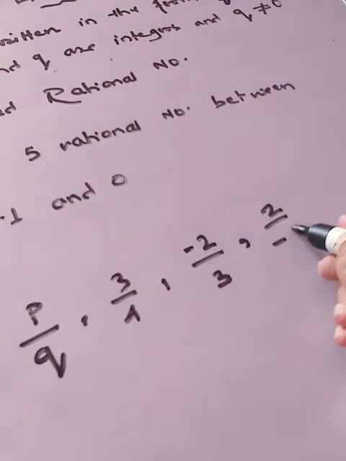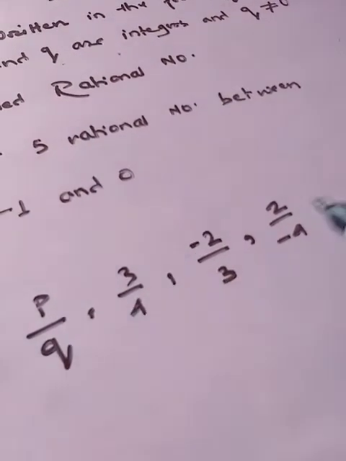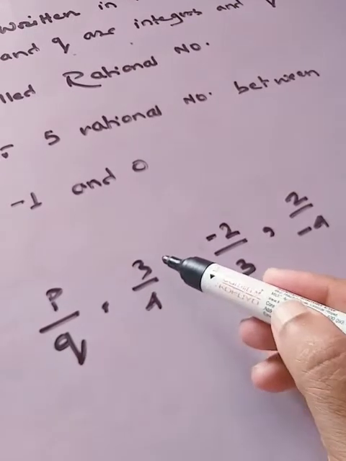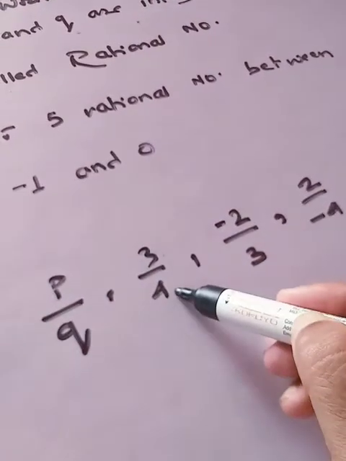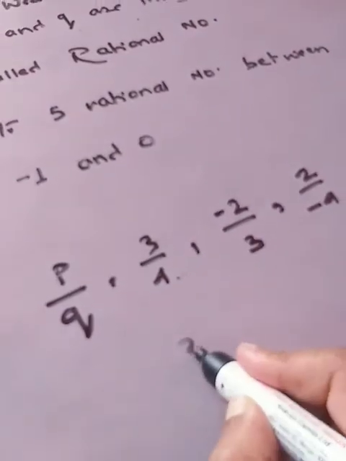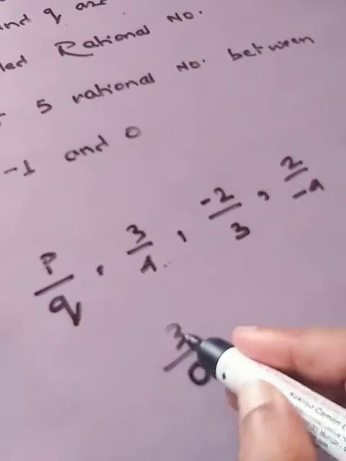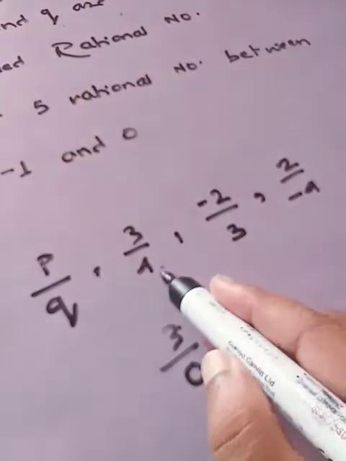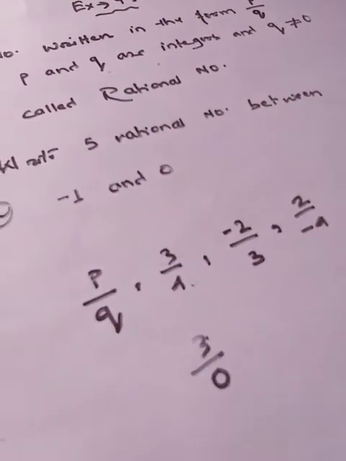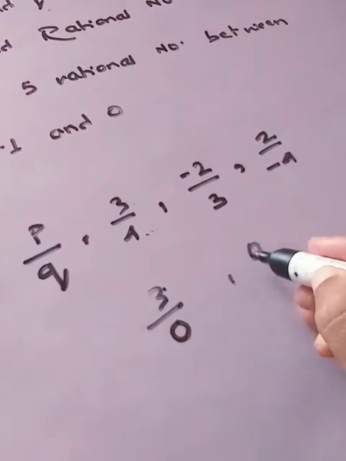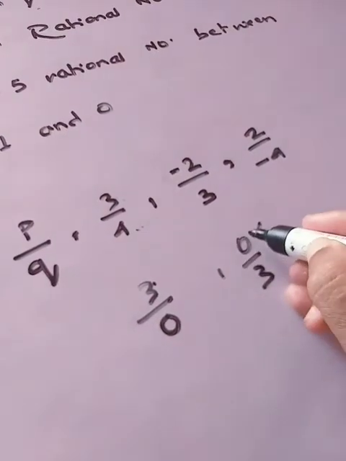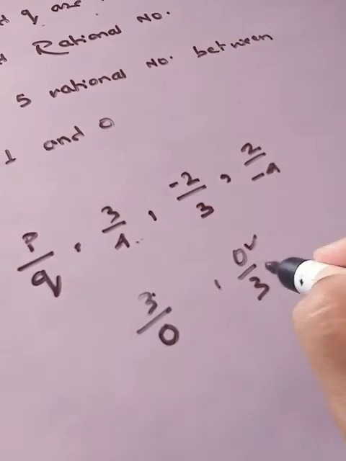2 by minus 4. These are all rational numbers which are in the form of p by q, where in this case p is 3 and q is 4. But you have to be very careful that q should not be equal to 0. That is 3 upon 0. That is, the denominator should not be equal to 0. Now you will say, sir, can the numerator be 0? Yes, the numerator can be 0, but the denominator should not be equal to 0.